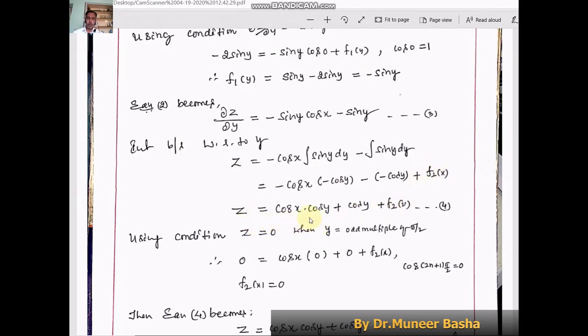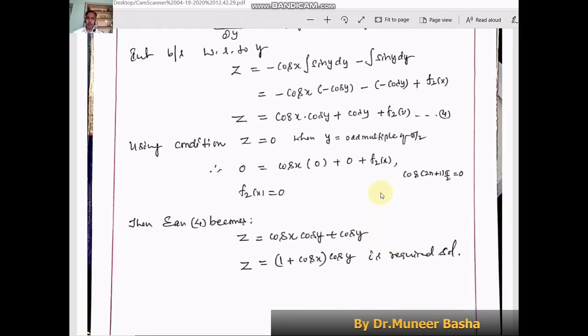So then you can rewrite this as z equals cos x into cos x plus cos y plus f2(x). Now we want to find the f2(x) value. Use the condition when z is equal to 0, y is an odd multiple of pi by 2. So put y is equal to an odd multiple of pi by 2, that is pi by 2 into 3, 5 like that. That is represented by 2n plus 1. So (2n+1) pi by 2 we have to put.